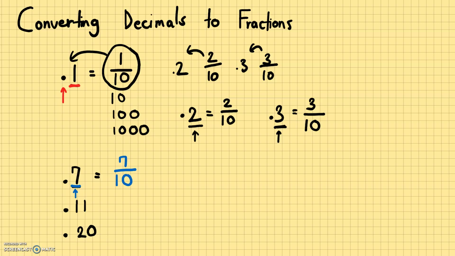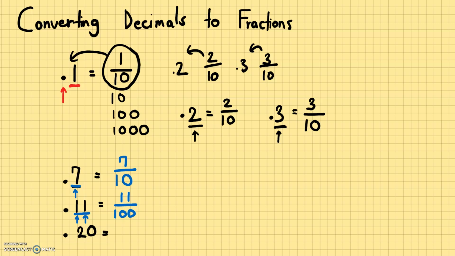How about for 0.11? Well, this number right here is going to be the numerator. So the numerator is 11. And the denominator starts with 1. How many zeros are there going to be in the denominator? There are 2 numbers after the decimal point. So we put 2 zeros here.